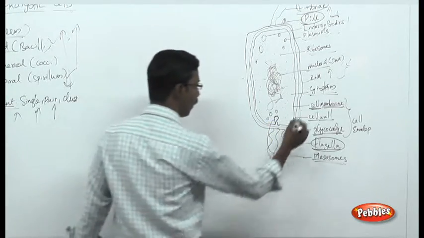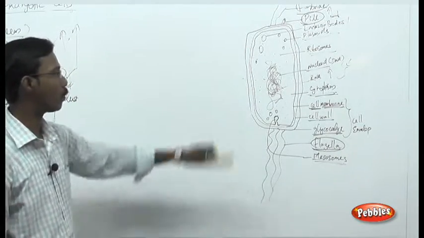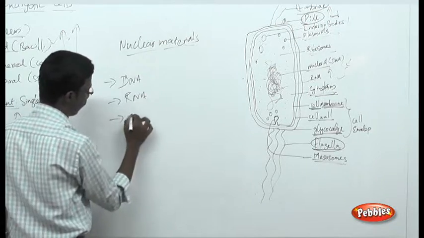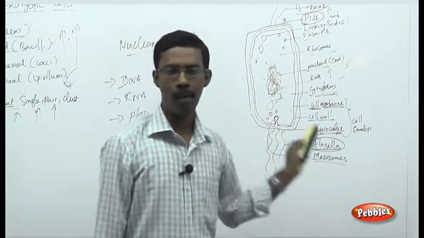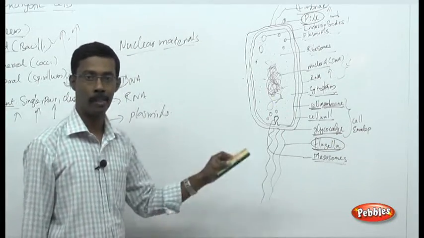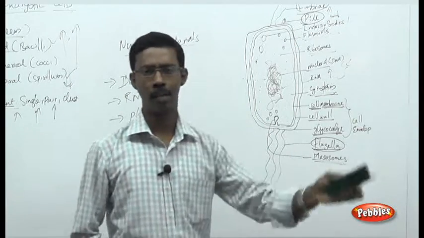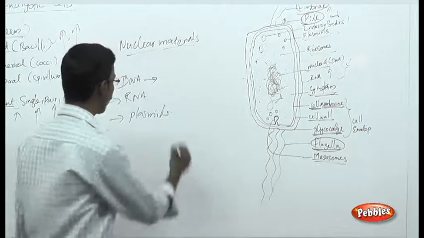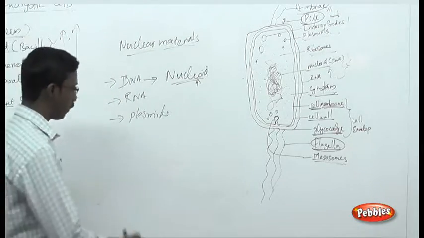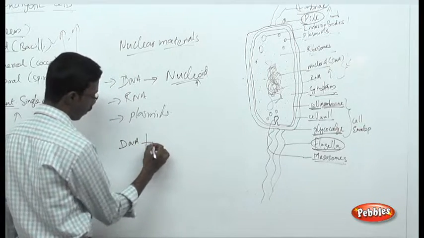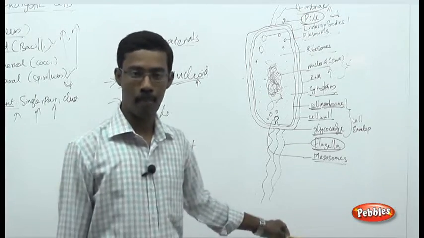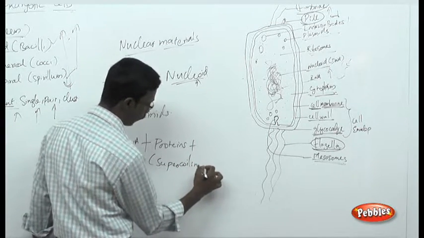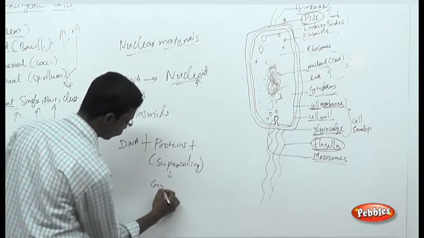Okay. Now we are going to enter into the internal structures, that is the cytoplasm, and we are going to start with the nuclear materials. So there are DNA, RNA, plasmids. As I told you, for all living organisms, DNA is the major genetic material, and it is going to pass on the characters from one generation to the next generation. In prokaryotic cells, the DNA is organized as a structure called the nucleoid. The nucleoid is made up majorly of DNA, and it also contains proteins. Though histone proteins are absent here, there are some other proteins involved that participate in the supercoiling of the DNA.